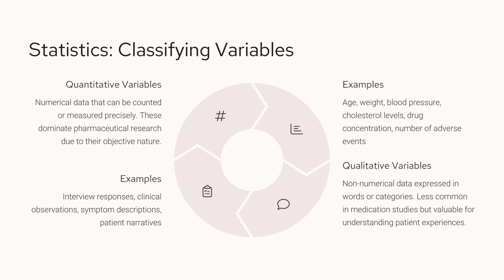In contrast, you can have qualitative variables. These are non-numerical data expressed in words or categories. They're less common in medication studies because they just don't provide that objective measurement that doctors like to see in these reports, but they're still valuable for understanding patient experiences. Things we see with qualitative variables could be interview responses, symptom descriptions, or patient narratives. So those would be qualitative variables.